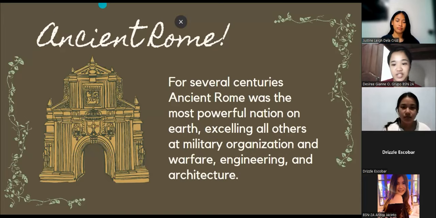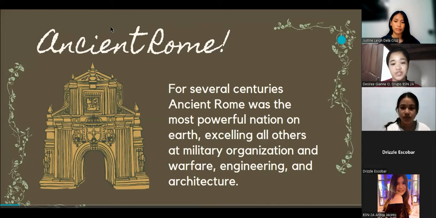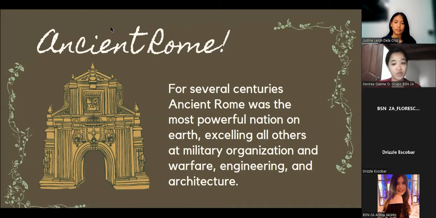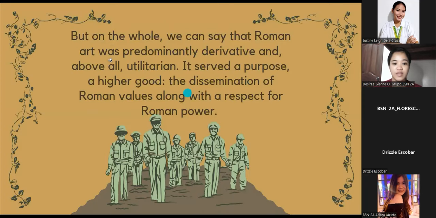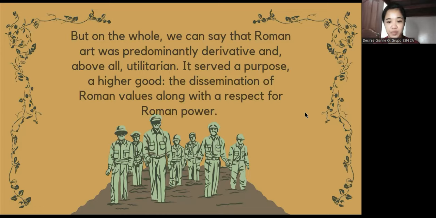So let's talk about ancient Rome. For several centuries, it was the most powerful nation on earth, excelling all others at military organization, warfare, engineering and architecture. But on the whole, we can say that Roman art was predominantly derivative and above all utilitarian, or they focus on the outcome rather than the procedure. So it served a purpose and a higher good, the dissemination of Roman values along with respect for Roman power. So Roman art represented the power that Rome had.